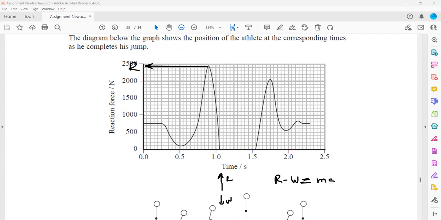It's about 2,450. It's between 2,400 and 2,500. So the normal contact force 2,450 minus the weight 750 is equal to m, which we already calculated in the first part, times a. We simplify to calculate the acceleration, which is 22.2 meters per second squared.